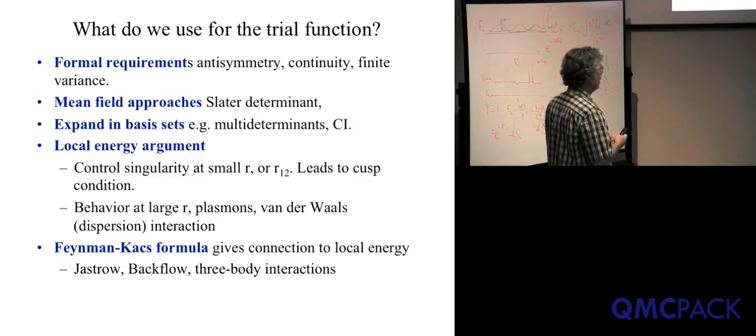You can also do the same thing at large r, and there's something called plasmons in a charged system, or charge oscillations. The local energy argument tells you how the wave function should behave when two electrons get far apart. And there's something called the Feynman-Kac formula, which pulls all this together and tells you, if you have a given Hamiltonian, what terms you should be putting into your trial wave function. I'll describe those a little bit.